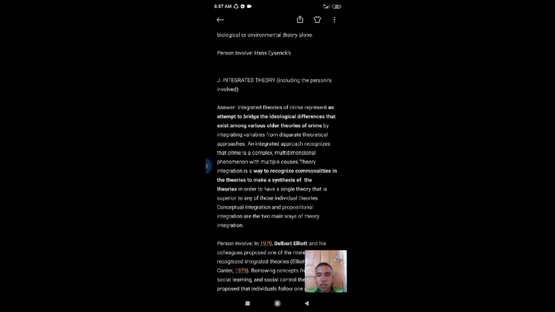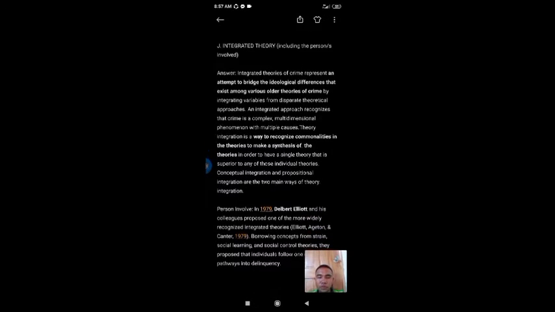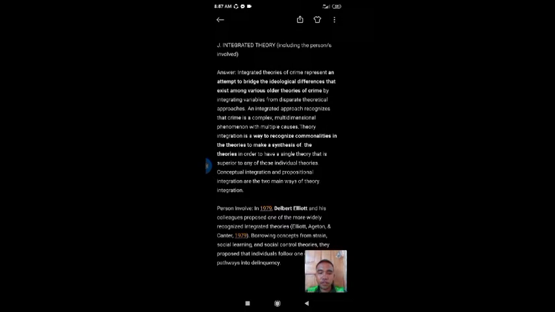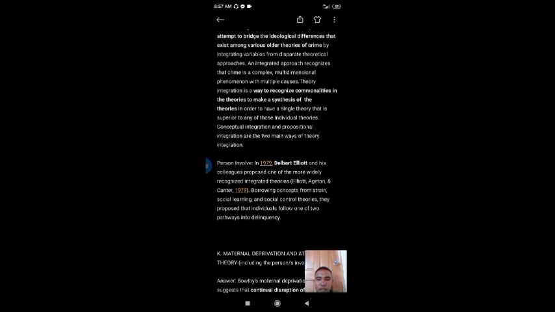So, conceptual integration and propositional integration are the two main ways of theory integration. So, person involved is Delbert Elliott, 1979, and Agathon Cantor. Elliott, Agathon, and Cantor, 1979.